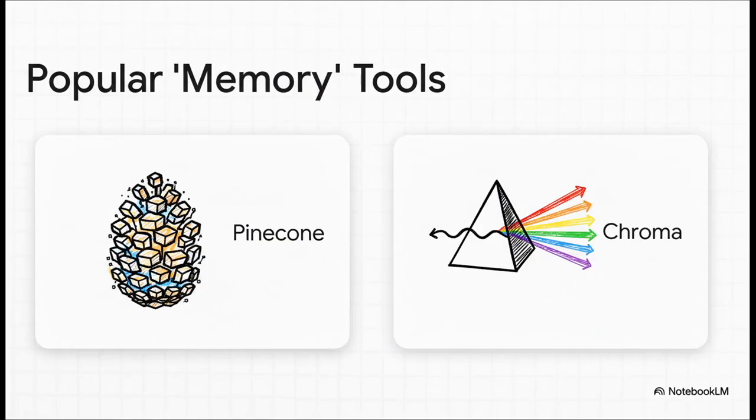And to make this a little more real for you, a couple of the most popular tools you'll see people using for this job are Pinecone and Chroma. They're built from the ground up to handle these really complex vector searches at incredible speeds.